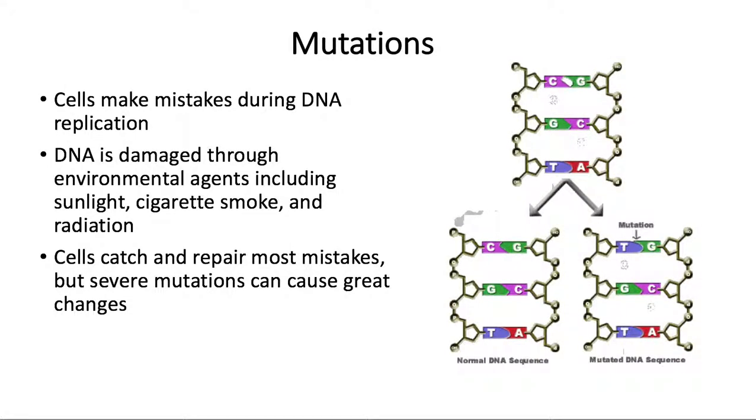When a cell is copying its DNA during DNA replication, it makes mistakes, and these mistakes are called mutations. Mutations can occur in a greater frequency when a cell is exposed to damaging environmental agents. Agents like sunlight, UV rays in the sunlight, cigarette smoke, X-rays, gamma rays, all of these things damage DNA. Now, cells will catch and repair and fix most of those mistakes, but severe mutations can get through and cause great changes in an organism.